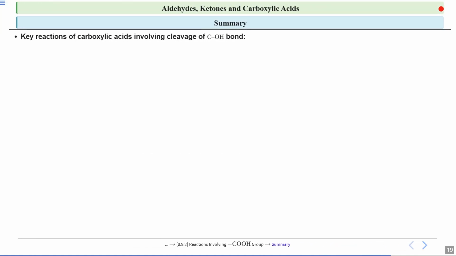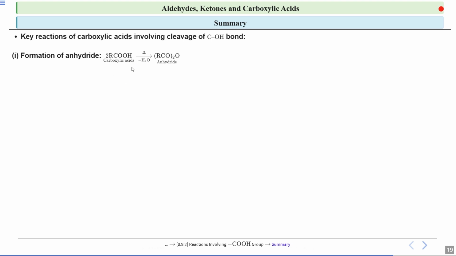Now, we will summarize whatever we have studied in today's class. So today we discussed the key reactions of carboxylic acids involving the cleavage of the C-OH bond. First, we will look at the formation of anhydrides. When two carboxylic acid molecules react, they form an anhydride by losing a water molecule. This reaction is driven by heat.